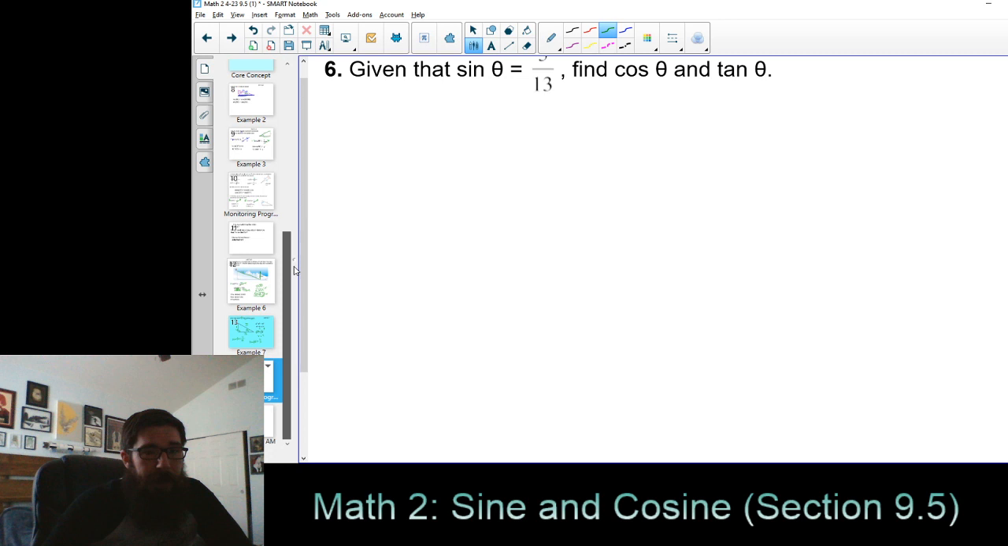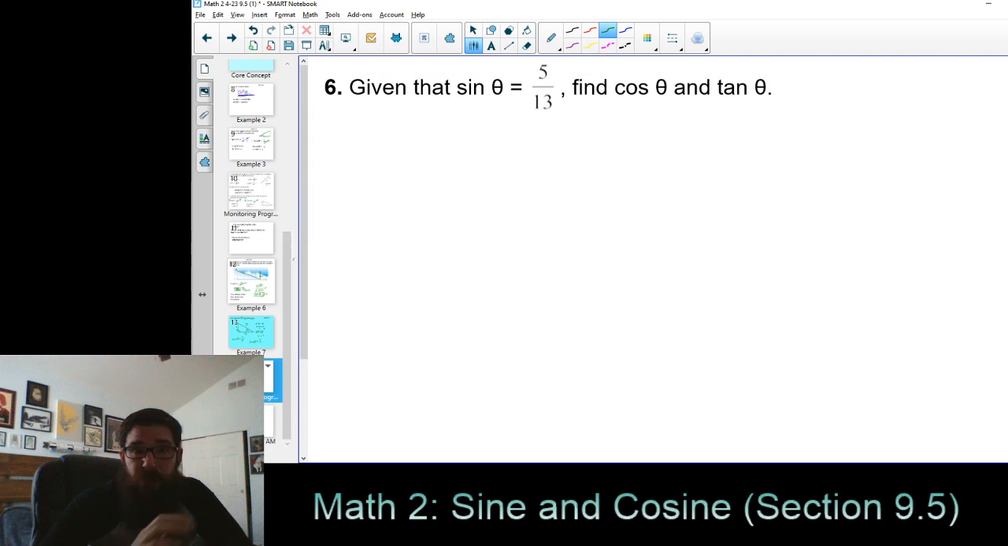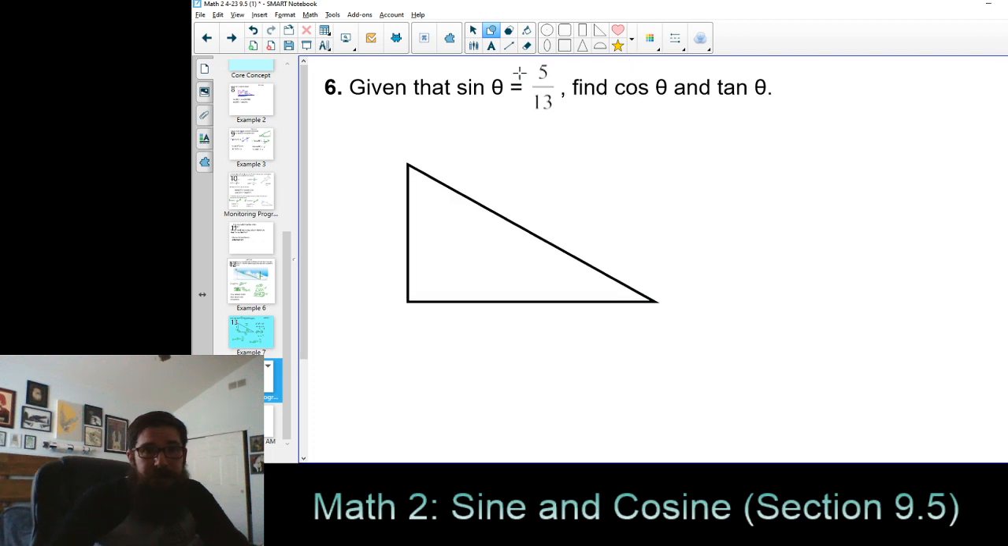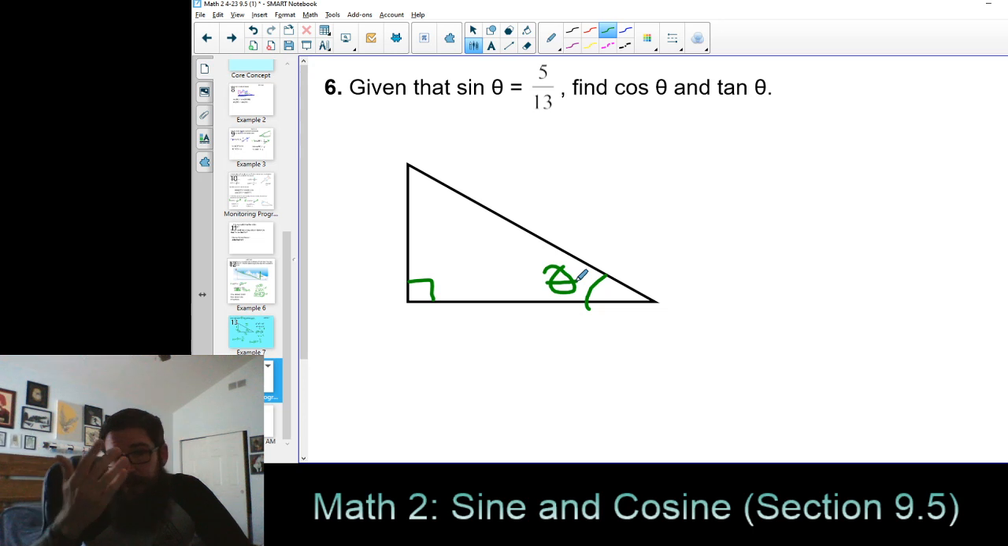Let's try another one, okay? Given that sine of theta is 5/13, find cos theta and tan theta. Let me draw, again, just one of those triangles. It doesn't have to be perfect or to scale. I'm just going to draw a triangle to help me label some of these pieces. I can draw the same triangle every time. Mark where your 90 is. That's going to make a difference. I'm going to put theta in this bottom right corner, but you can put it in the top left if you want. It depends on how you draw your triangle.